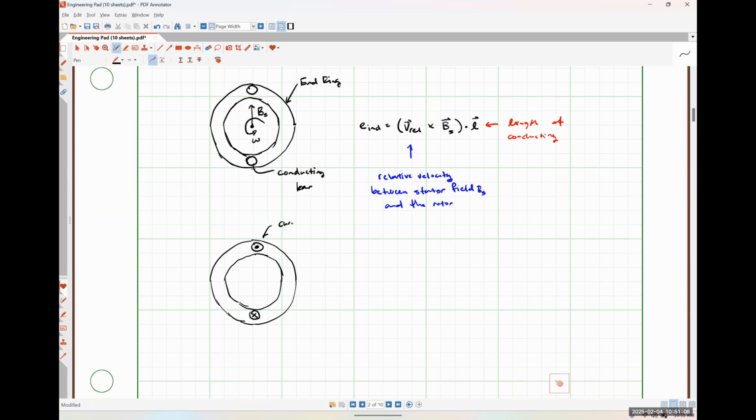So this is current flowing towards us, and this is current flowing away from us. And then once again, we have our B field, BS, that is rotating with some angular velocity, omega. Now, I've talked about this previously in the class before, but we'll recap it here.